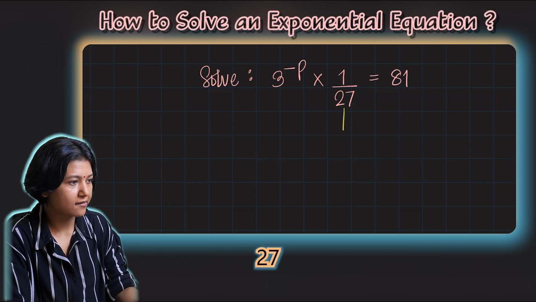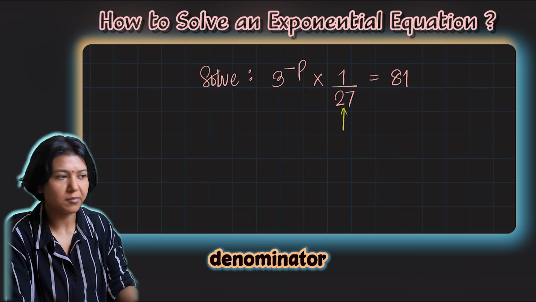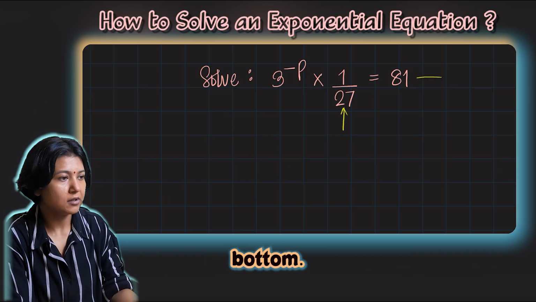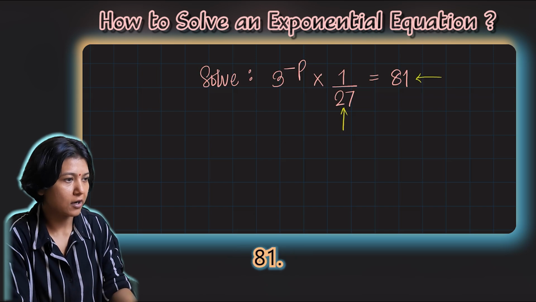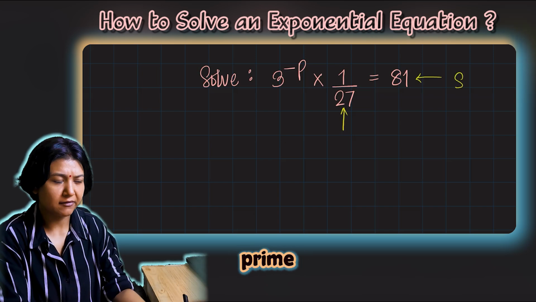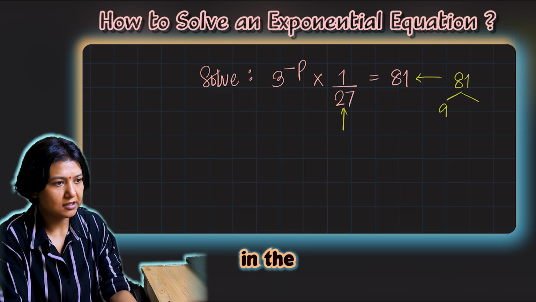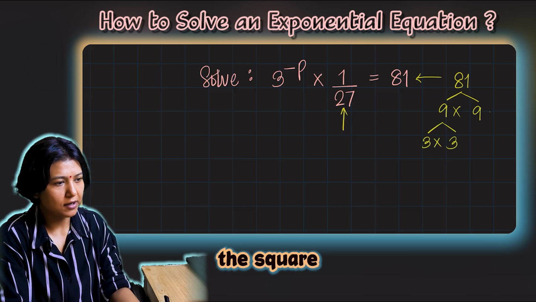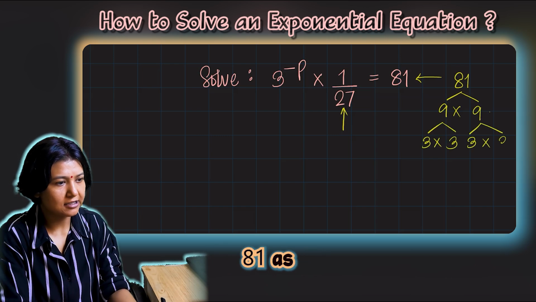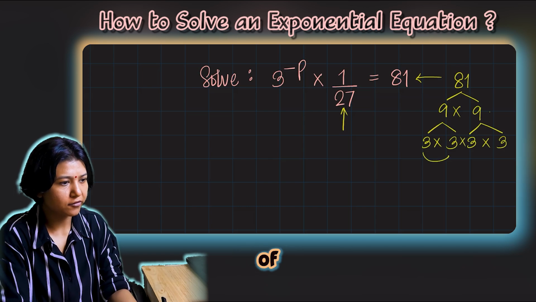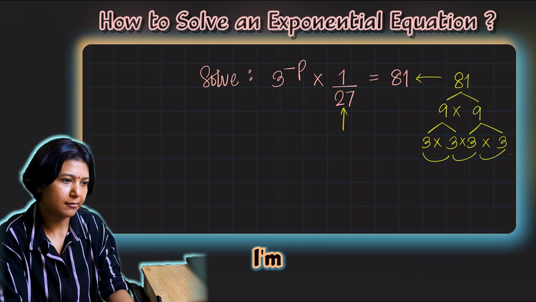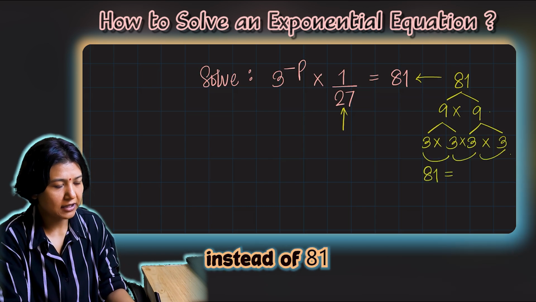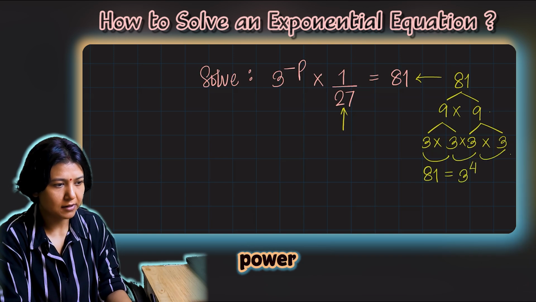I see the number 27 here, but it is in the denominator, okay? It is at the bottom. And I have another number here, 81. Let's think about how we can prime factorize 81. 81 comes in the table of 9. We know that 9 squared is 81. Now 9 is the square of 3. I can express 81 as the fourth power of 3 because upon prime factorizing, I'm getting four 3's. So instead of 81, I can write 3 to the power of 4.